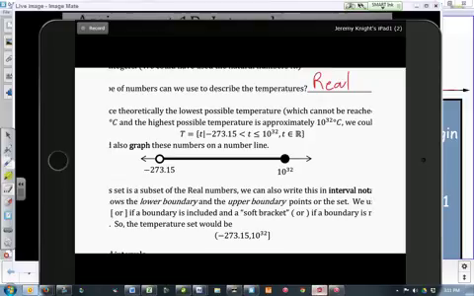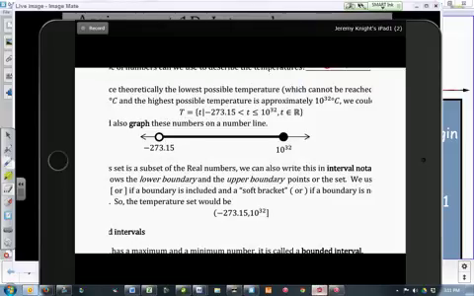Can't equal. Very good. And a solid dot means it can equal. So theoretically, we can't equal that. And I don't know, theoretically, let's say we can. I don't know. Haven't been around that much temperature.